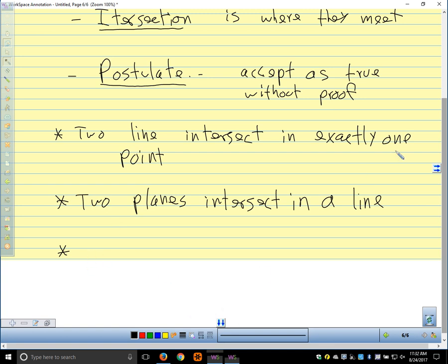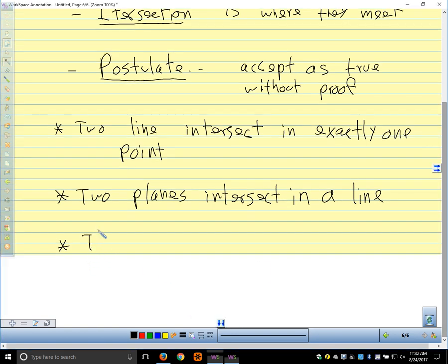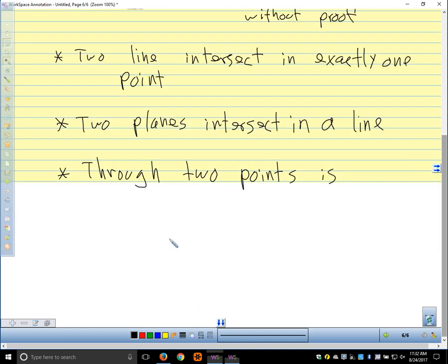Now I'm going to talk about 2 points. So let me draw a couple points. Well, I'll draw them here. Through 2 points is, so I have 2 points here. What could I draw? What kind of figure could I draw through those 2 points? We could connect it with a segment. What if we extended the ends of the segment? What would that be? A line.